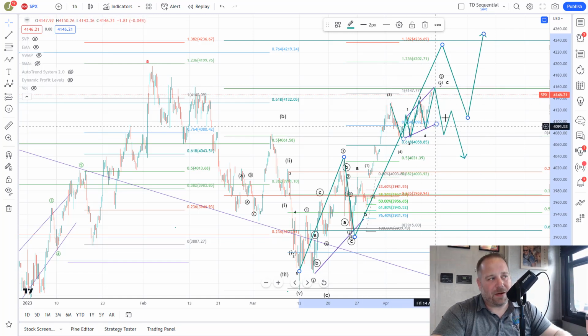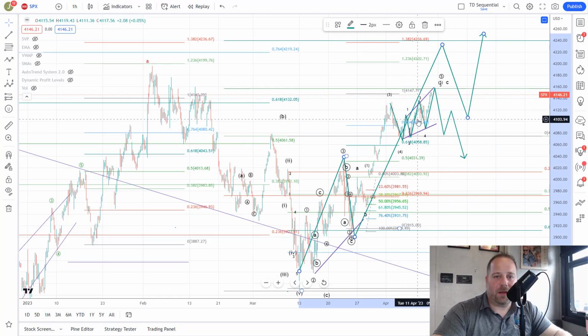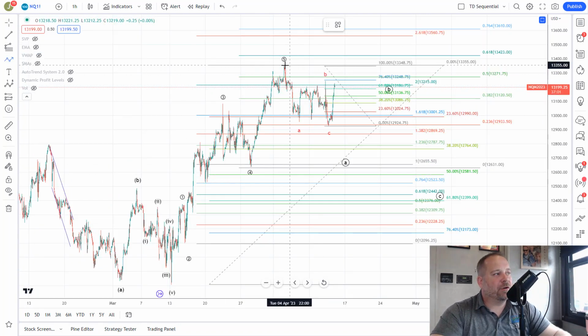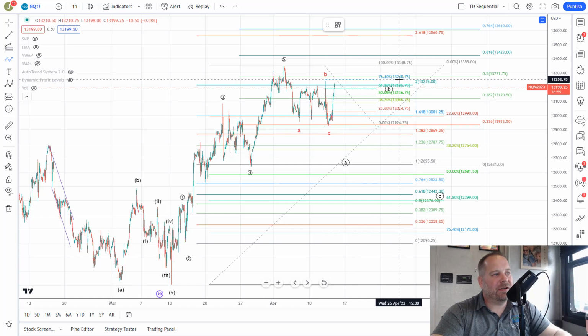So we're just waiting for some more information to see what we can find out about where we are in the micro counts. Over on the NASDAQ, we are still below this high and still well within the B wave resistance area. If they do push it over 13,248, then it could be an indication we're on our way higher from there.